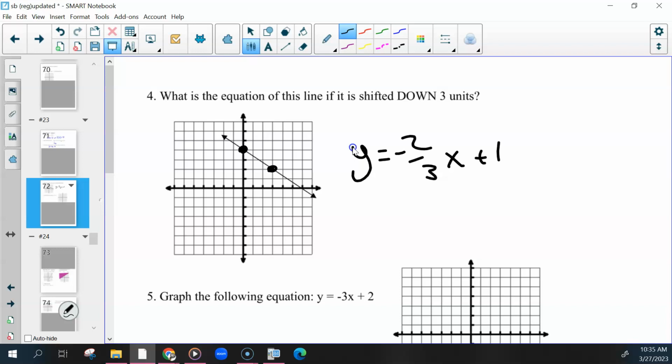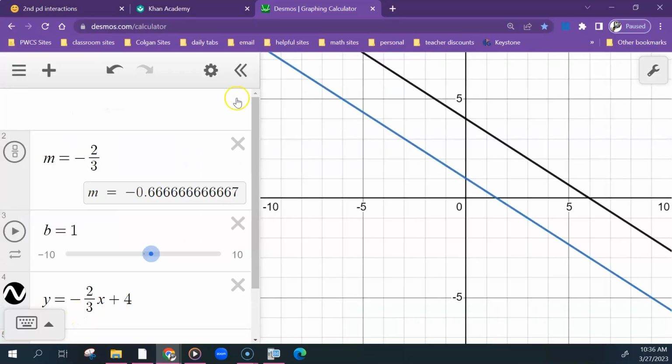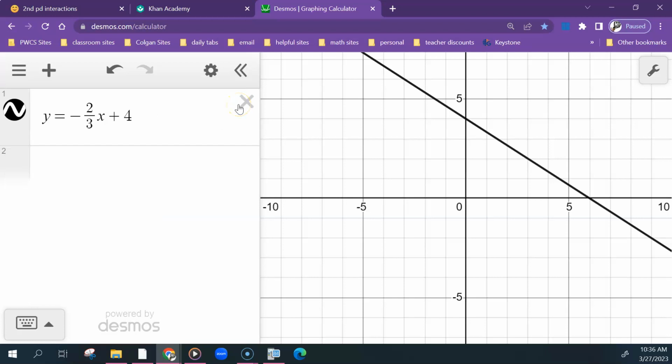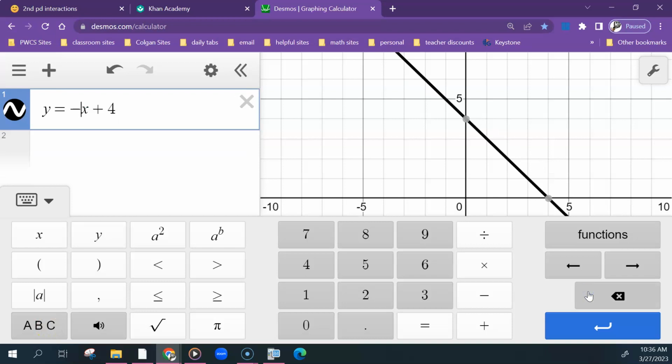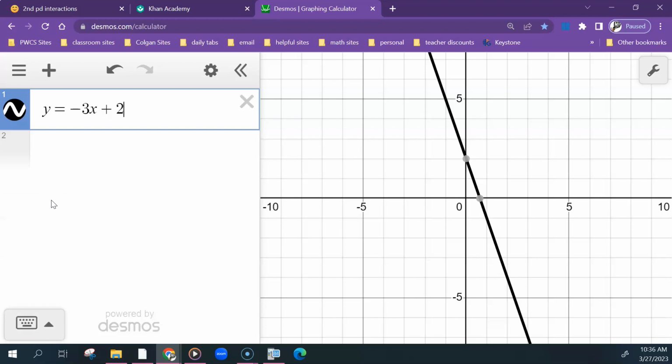Questions on that one or questions so far? The last one can be done in Desmos. So that was negative 3x plus 2. So you could use this to help you graph your line, either by x and y intercepts, but in this case your x-intercept is a decimal, so probably not that way. But use your y-intercept to find another point.